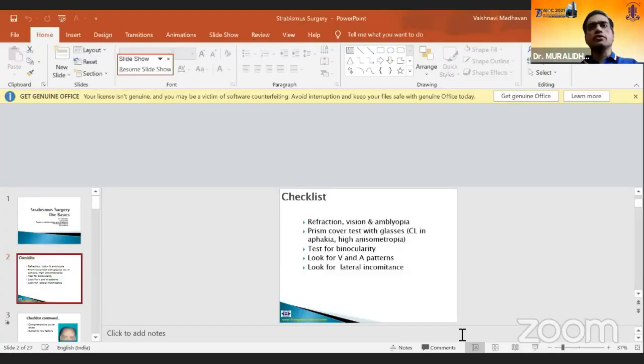So we move on to the next talk. Now I request my colleague, Dr. Vaishnavi. She is a pediatric ophthalmologist working with me at the Eye Foundation, Coimbatore. She'll be talking on a step-by-step guide to conventional surgery on the horizontal vector.